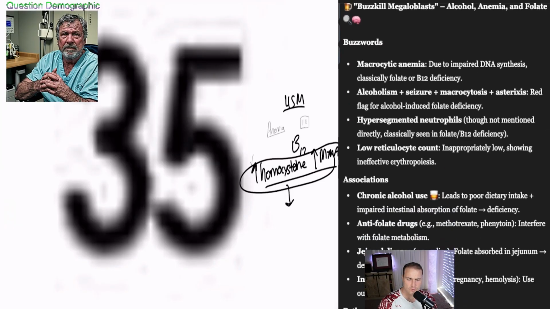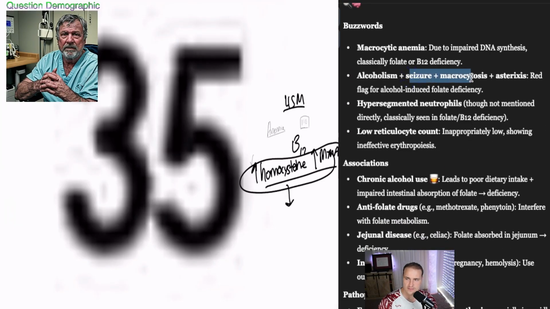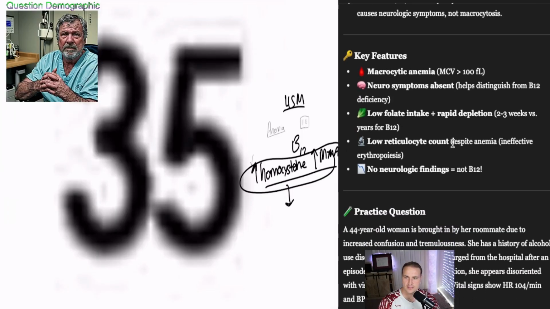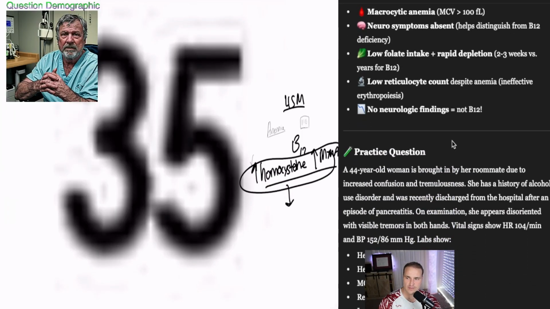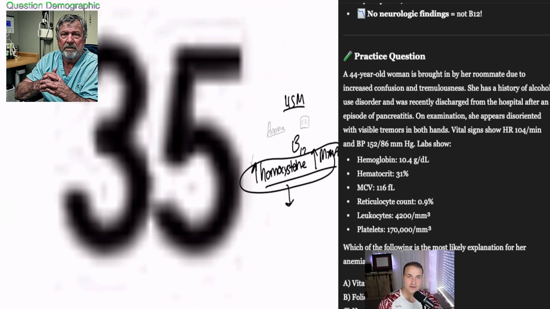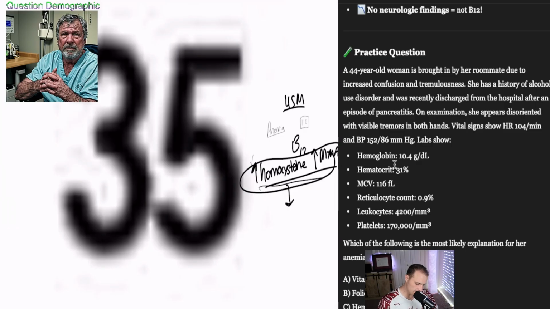All right, we're gonna have to go quickly. Macrocytic anemia, alcoholism, seizure, macrocytosis, hypersegmented neutrophils, low retic count, ineffective erythropoiesis is what that means. So you see macrocytic anemia, low folate intake, rapid depletion. And then the other thing to know about B12 is that vitamin B12 deficiency takes years to develop, and you can see an increase in both homocysteine and MMA.